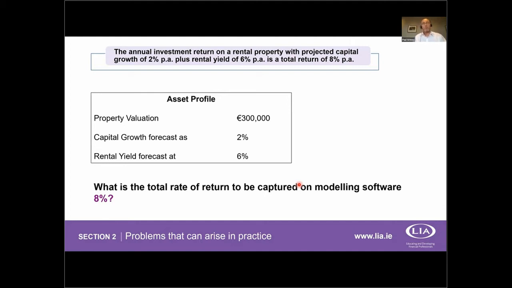For an individual who was using a well-known piece of cash flow modeling software and trying to reconcile what was going on with the returns, and there's a great scope for misuse of returns when perhaps we're not fully understanding what's going on with the numbers. So let's work through the example. So it's a 300,000 capital investment. Capital growth is 2%, and then the rental yield is on the capital, based on the capital value, is 6%.